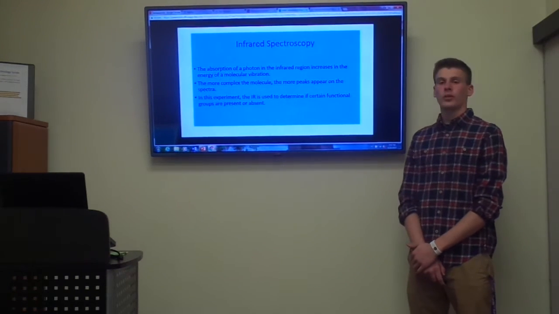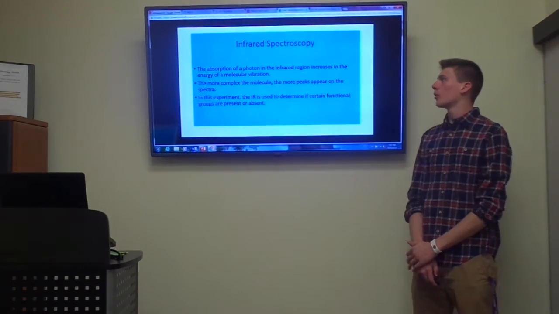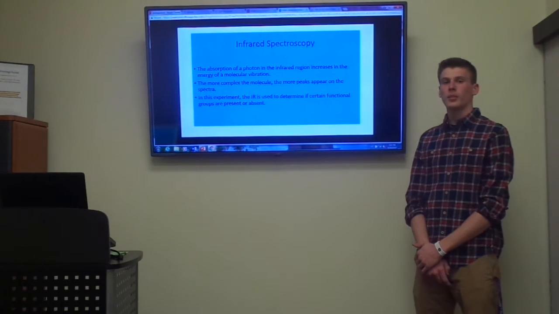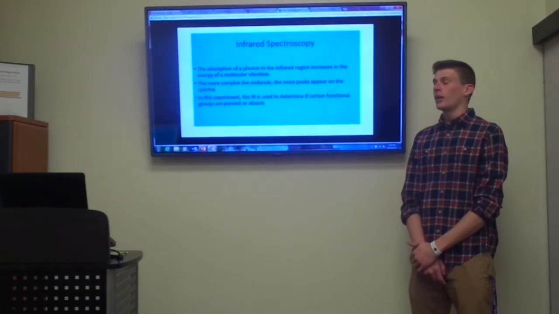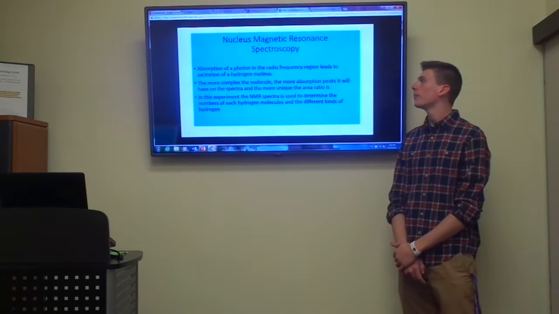Infrared spectroscopy. The absorption of a photon increases the energy of the molecule's vibration. The more complex the molecule, the more peaks appear. In this experiment, the IR is used to determine the certain functional groups that are present.